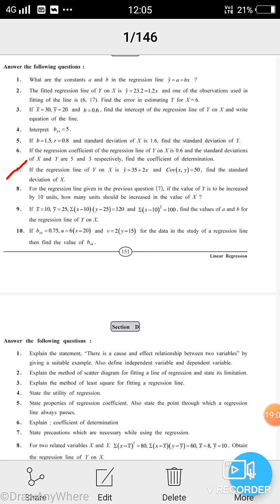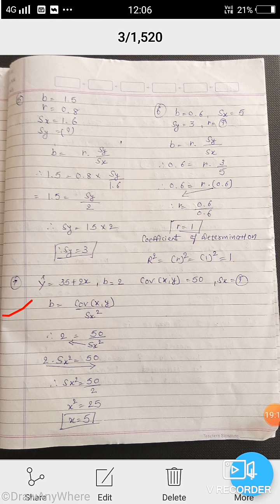Question number 7 now. If the regression line of y on x is y cap is equals to 35 plus 2x and covariance of xy is 50, find the standard deviation of x. Now see the solution of sum number 7. All this data is already given in the sum.